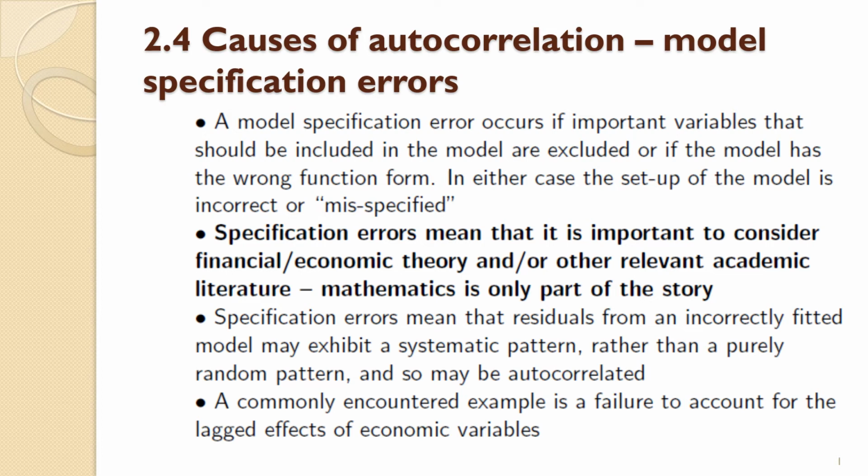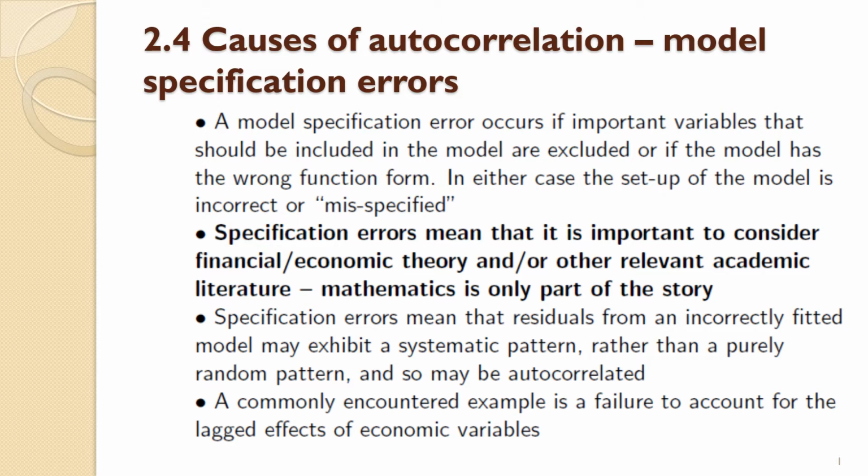So another cause of autocorrelation within regression then is this model specification error. A model specification error occurs if important variables that should be included in the model are excluded, or if the model has a wrong functional form. In either case, the setup of the model is incorrect or misspecified.